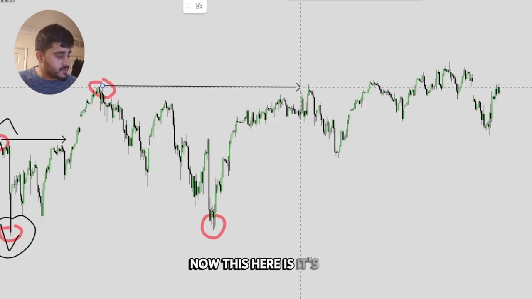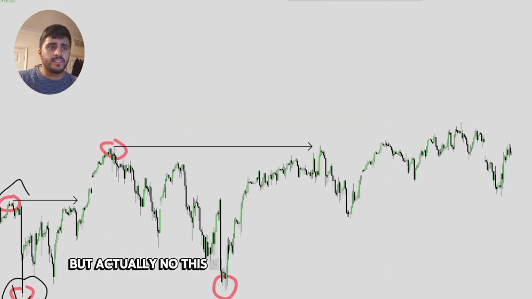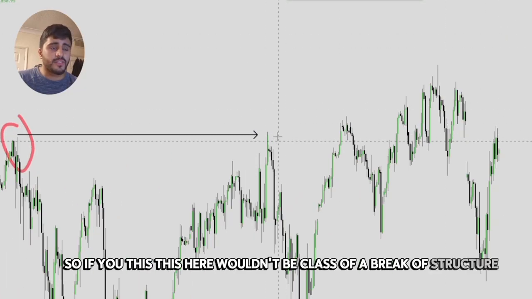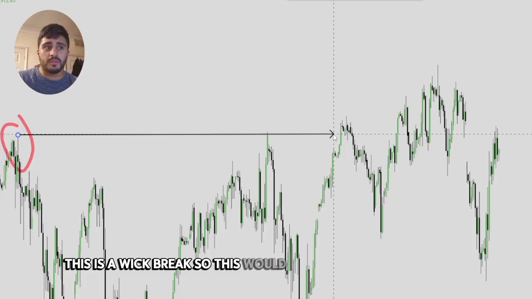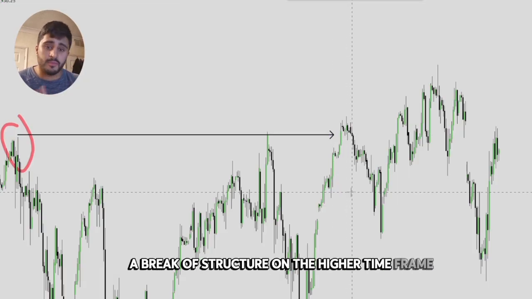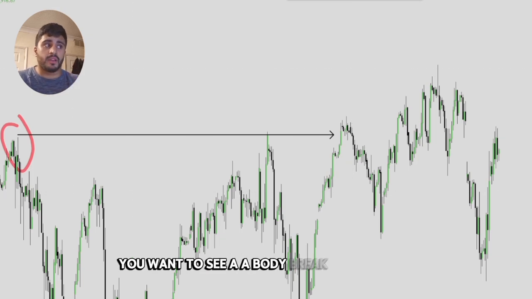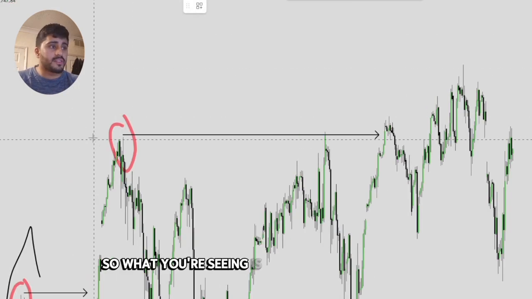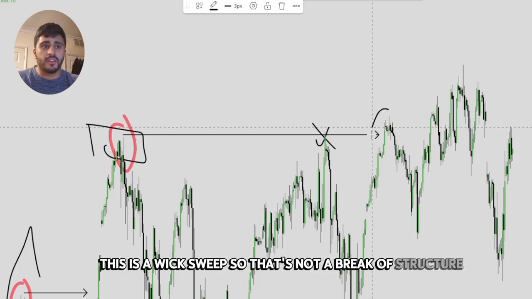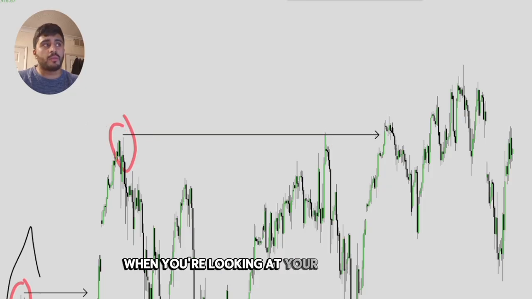Now, this here is not the biggest break, but actually no. This is not going to be a breaker structure, right? So this here wouldn't be classed as a breaker structure. This is a wick break. So this would be the breaker structure, right? So just to make that clear, for a breaker structure on the higher time frame, such as a 4 hour or the 1 hour, you want to see a body break, right? Essentially, what you're seeing is this is the previous high, right? This is a wick sweep, so that's not a breaker structure. This is the breaker structure. And so you want to take that into account when you're looking at your market structure.